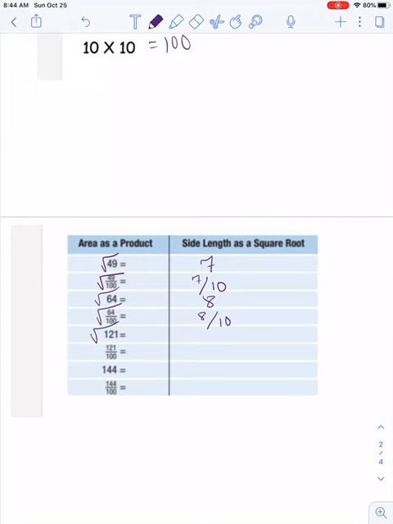Square root of 121 is 11. If we're doing fractions, square root of 121 would be 11, and the square root of 100 is 10. Square root of 144 is 12. Same thing here, it would be 12 over 10.